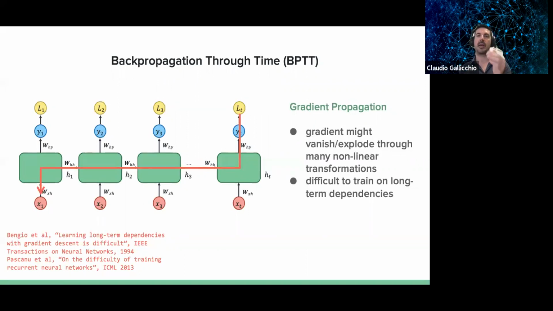So now we propagate another type of information, but we are using the same pathway for the propagation of the information. And again, without going into the details, the intuition is that, again, we are passing information through a lot of nonlinearities.